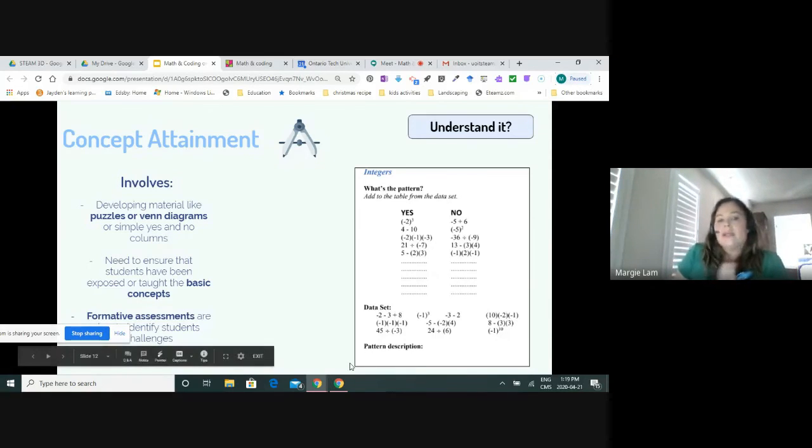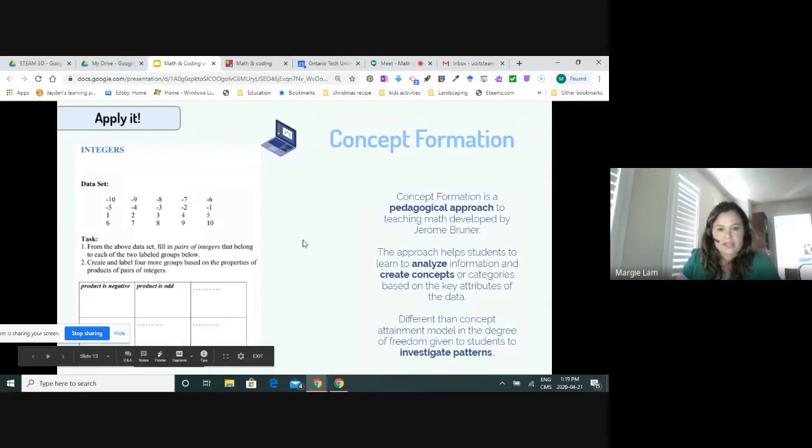So again, the whole idea behind this is that it's helping students to understand the concept, or the concepts being learned. Thanks, Laura.